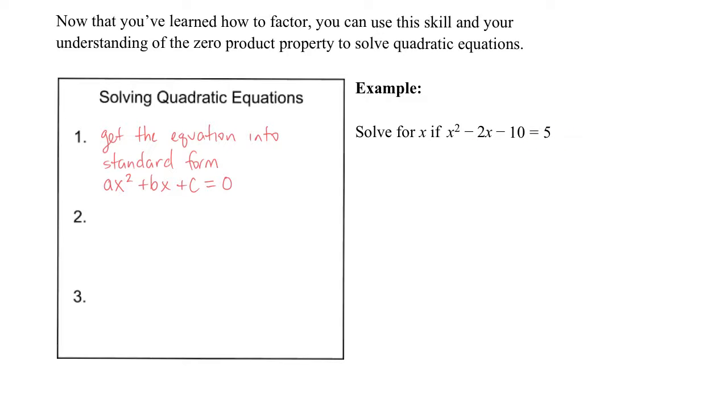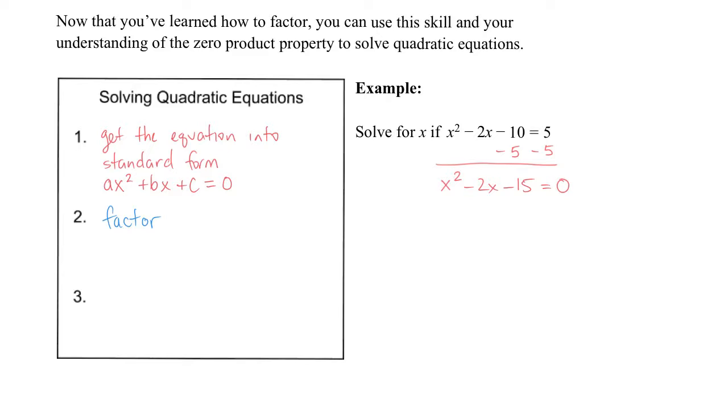All right. So in this example right here, I have to subtract 5 from both sides. This method only works if we're equal to 0. So that's always going to be the first step. So now I have x squared minus 2x minus 15 equals 0. Okay, step 1 done. Step 2, factor.